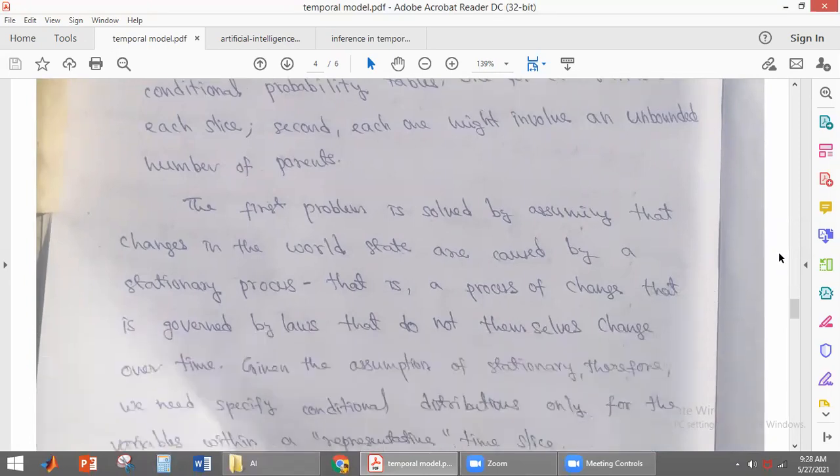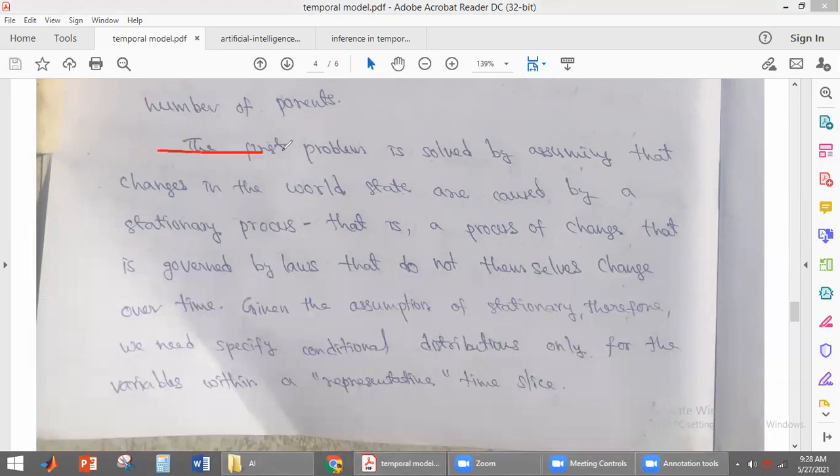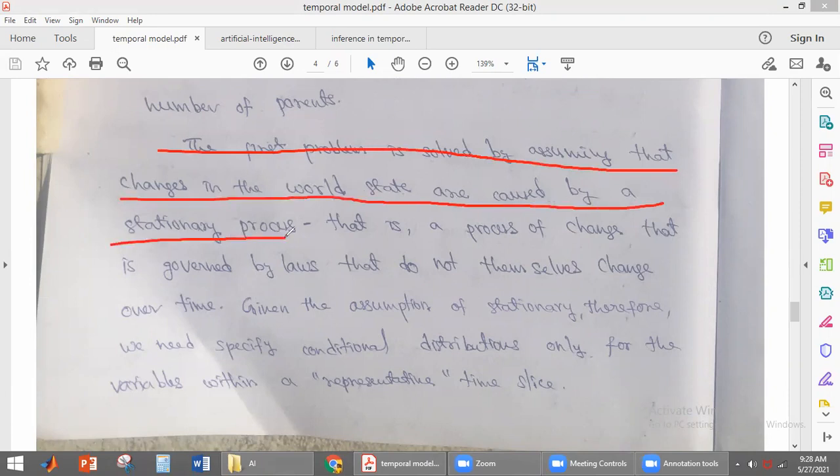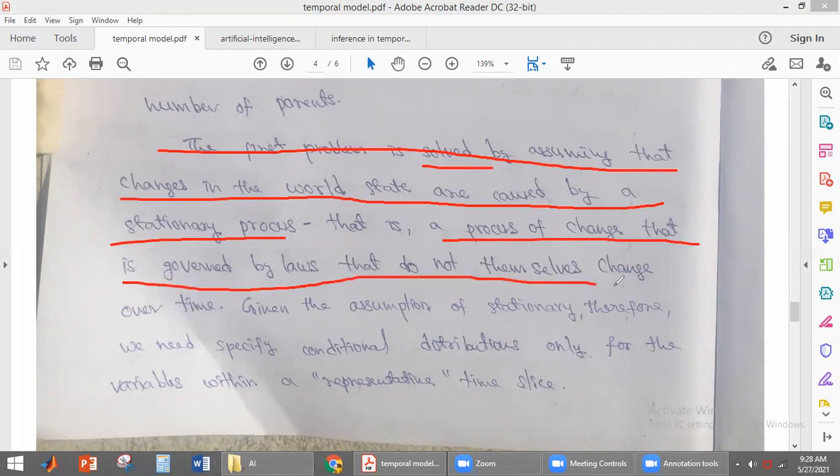To solve this, the first problem is solved by assuming that the changes in the world state are caused by a stationary process. The environment is changing every time, so the changes in the environment are caused by a stationary process. What is a stationary process here? It is the process of change that is bound by laws that do not themselves change over time. Whatever change we are taking is due to the laws here. So we are using a set of laws, and based on the laws, the change will be represented.